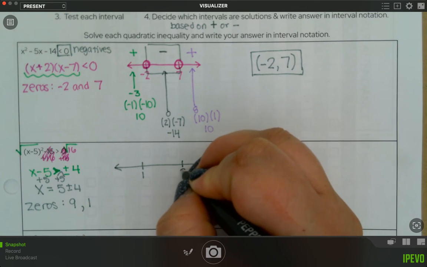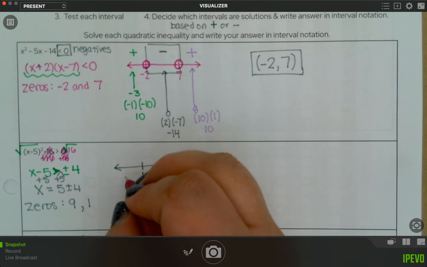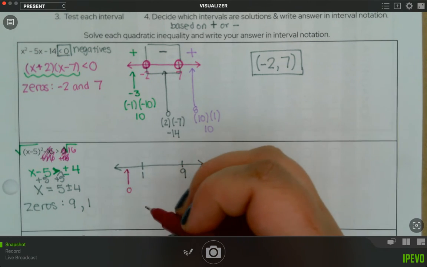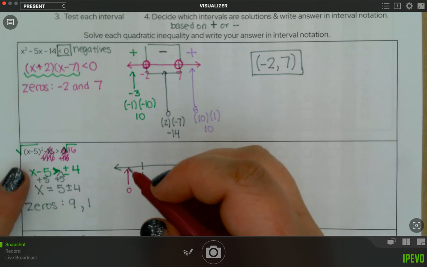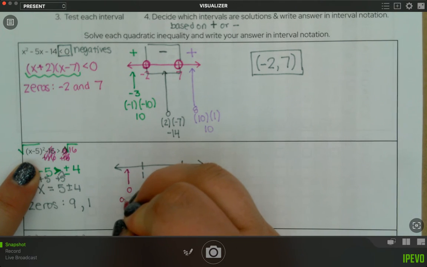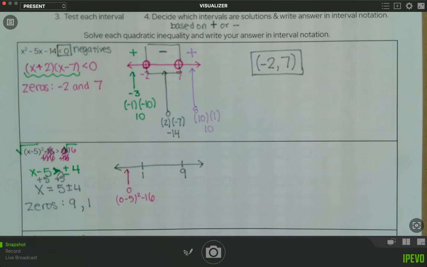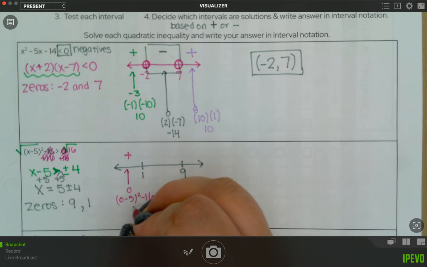1, 9. And we pick a number to test for each interval. So for this interval, I'm going to pick 0. And there's no factors to plug this one back into. So what I'm going to do is plug it back into this equation right here, the original. 0 minus 5 squared minus 16. That will be -5 squared, which is 25. 25 minus 16 is positive. It's actually positive 9 if you're curious.